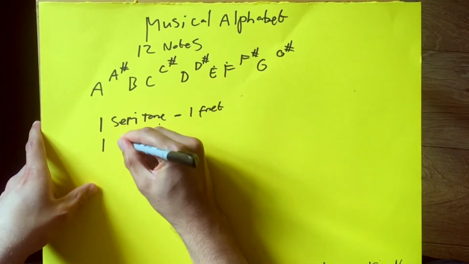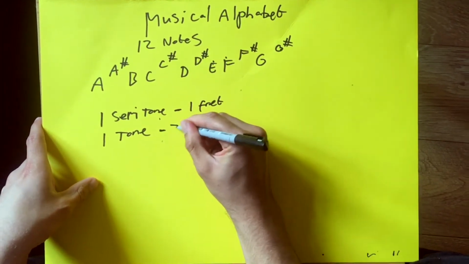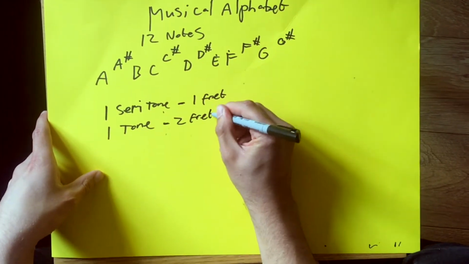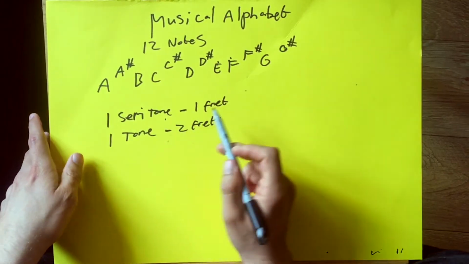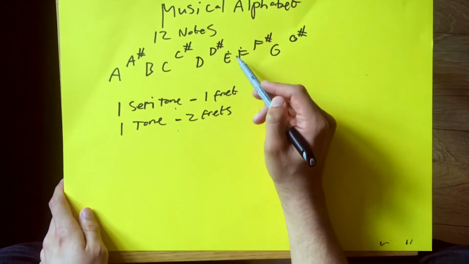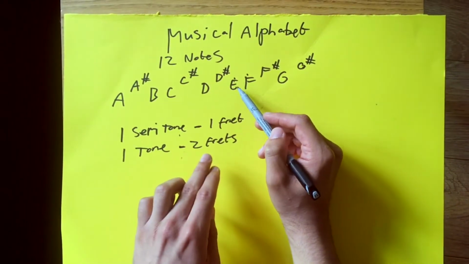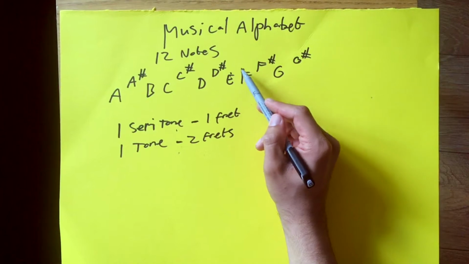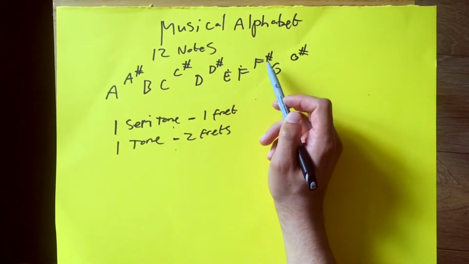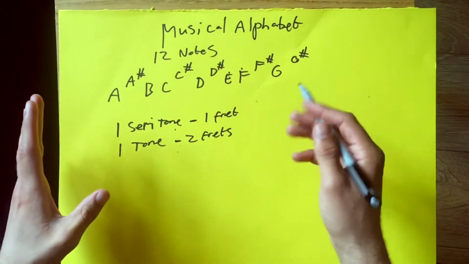Now we have something called a tone, which measures 2 frets on the guitar. So, E to F is a semitone, which is 1 fret. One tone is going to be 2 frets, E to F sharp. So let's talk about how we can apply this to guitar.